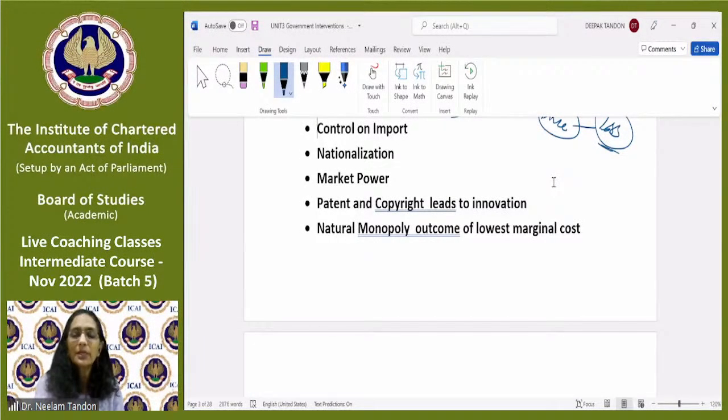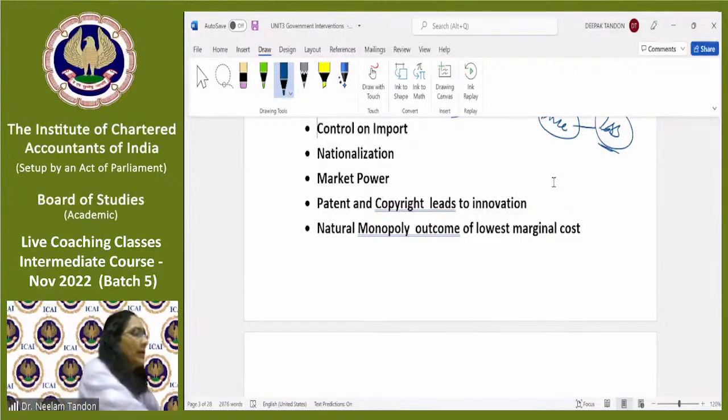Patent and copyright. Copyrights are there, patent rights are there. Then in that case, the probability is that you will not misuse it and you will pay the price, and quality will also be checked in that case. So that's another factor. Natural monopoly, you understand what is natural monopoly?